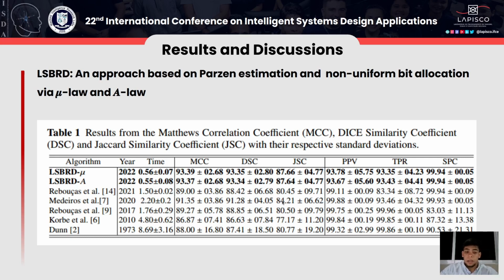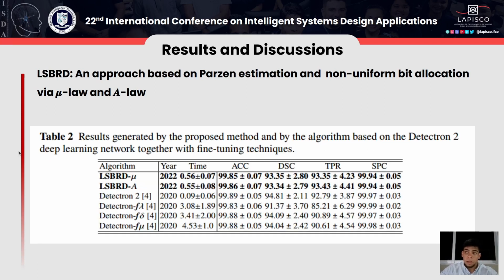These MCC, DICE, and Jaccard metrics express the level of agreement between the segmented image and the one marked by the specialist. Thus, it was understood that the LSBRD ME is closer to the gold standard of segmentation than the others. About the time, Table 2 shows that the proposed method is second fastest in lesion segmentation.